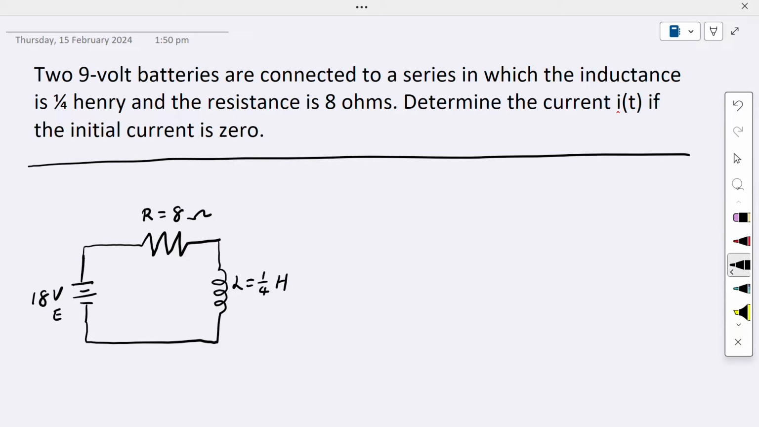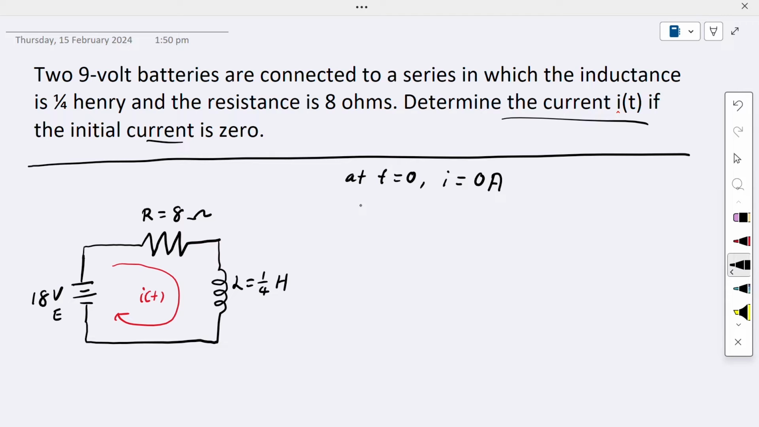Okay. So we need to find the currents. So assume that when we connect this circuit to the 18-volt battery, we have this current I here. So this I is a function of t. So how to find I(t)? So this is our initial condition. That means at time t equal to 0, we get I equal to 0 ampere.